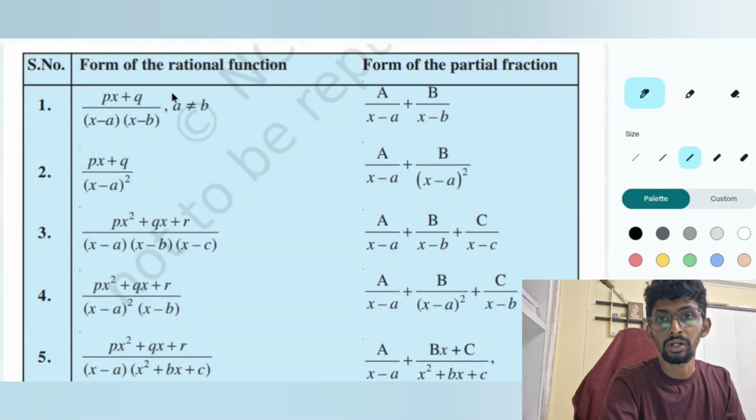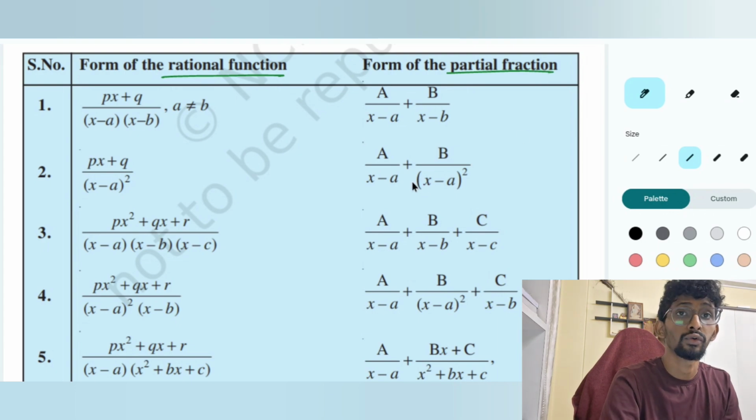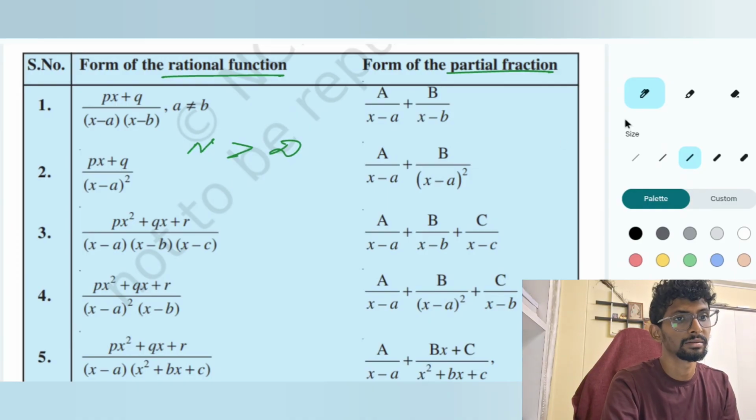So for converting rational function into partial fraction, first we will observe the degree. If degree of numerator is greater than degree of denominator, then what we'll do? We will first do polynomial division. We'll come to this part later.